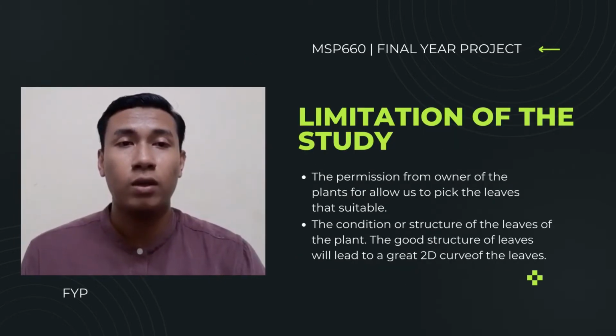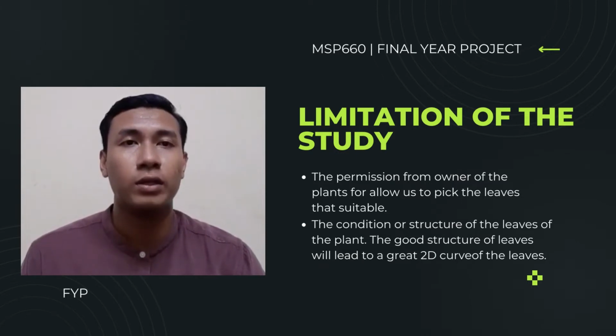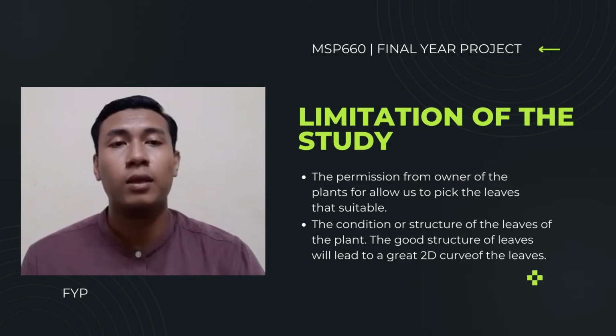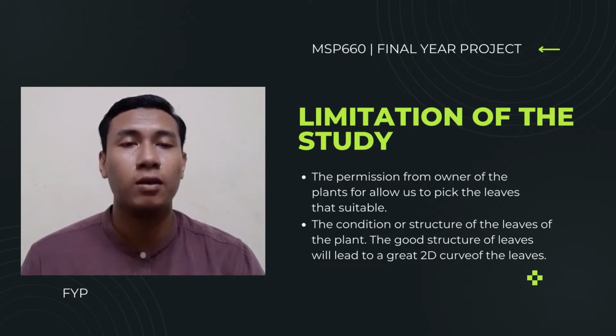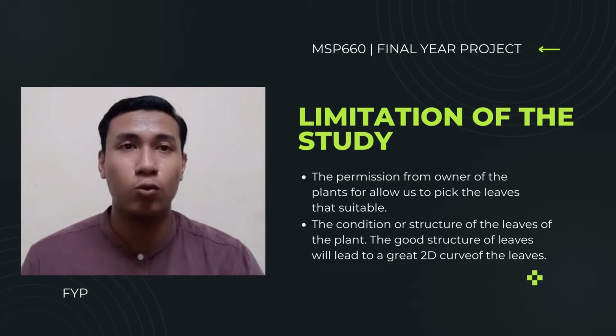However, we found difficulties in doing our research, which is the first one is the permission of the owner of the plants for allowing us to pick the leaf that's suitable for our study. And then the other limitation is that the condition or structure of the leaf are quite challenging. So the good structure will lead to a great 2D curve.